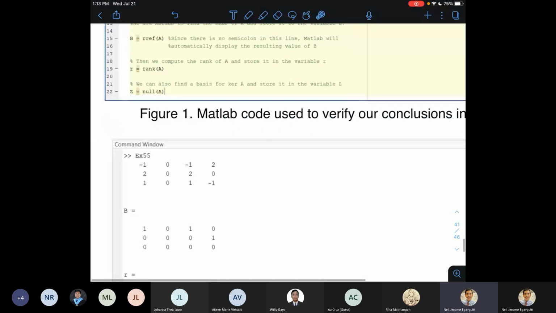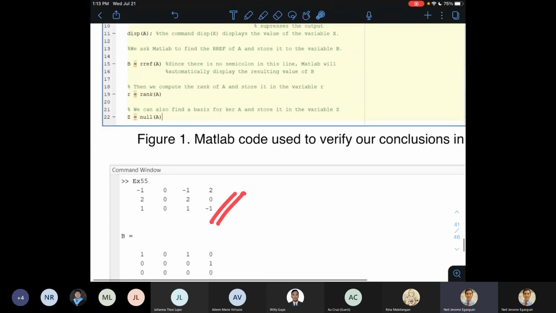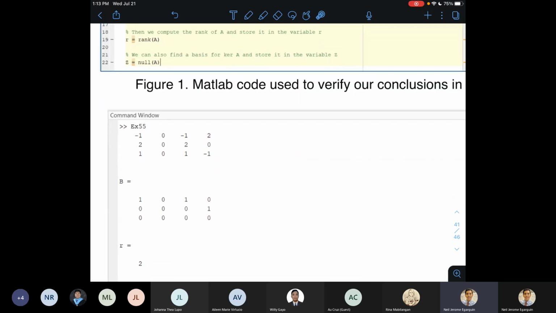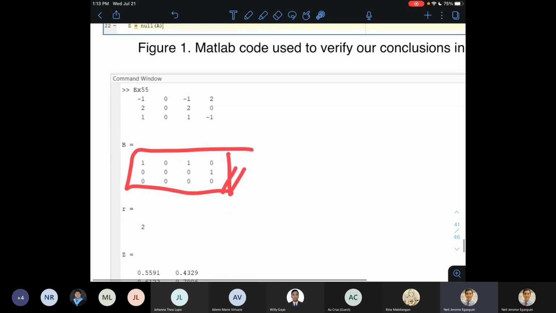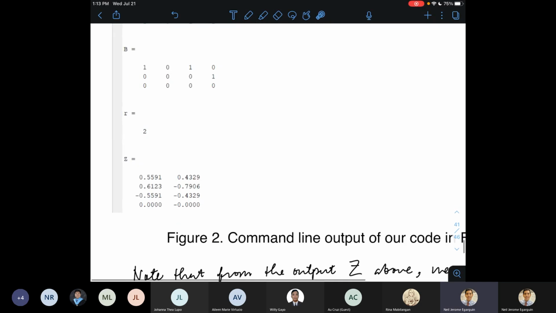So pag nirun nyo lang, i-display niya ito yung matrix A na in-input ko kanina. Tapos remember B is RREF of A. I-reduce row echelon form ni MATLAB yung matrix A. Ito yung output niya. Tapos ko-compute niya yung rank. Ang rank daw ay 2. We'll see later how to find the rank manually, but MATLAB will just give us the rank right away. And then Z is a basis for the kernel.